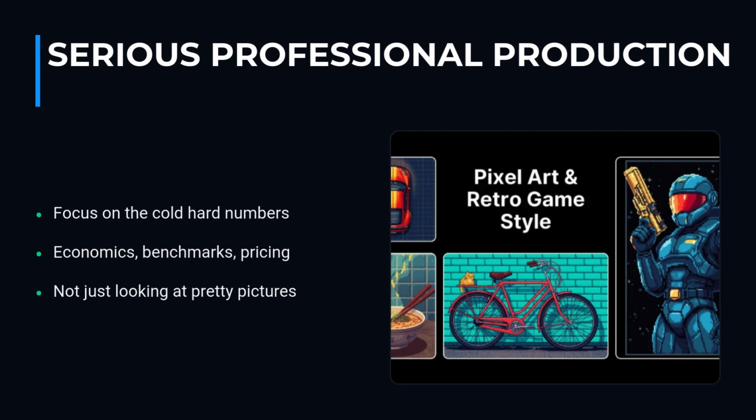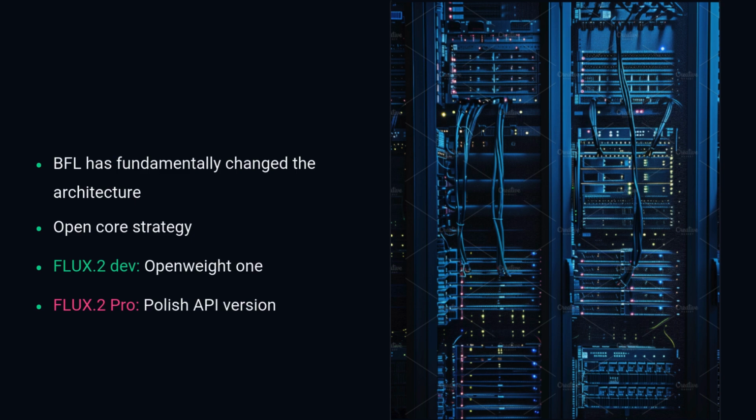BFL has fundamentally changed the architecture here. We're talking about a 32 billion parameter model. It's huge. 32 billion. And they're using this open core strategy, which is maybe a little confusing if you're a casual user, but it's genius if you're an accountant. They put out 4 versions, but really we only need to focus on 2.